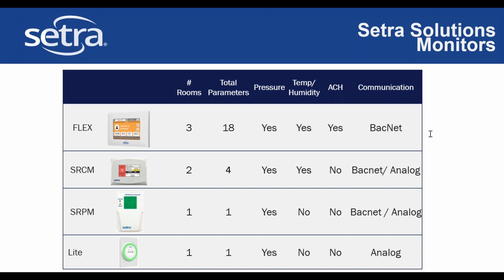I can touch a little more on that. Obviously, if you're using Flex, SRCM or SRPM with BACnet or the MSTP capability, those can direct connect usually into your BMS system. If you're using a light or one of our analog options, you're going to need some kind of control option to translate that in most instances. It really depends also on your BMS system specifically. So this is definitely an area to reach out to us and we can help you identify the best solutions. We are familiar with the space and we can help you identify good solutions for that as well.